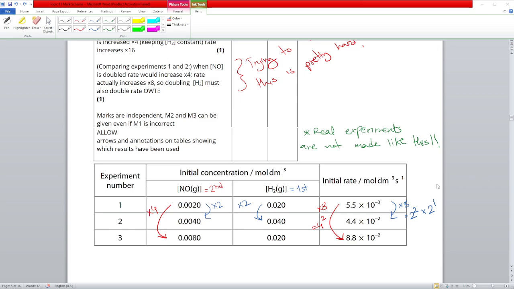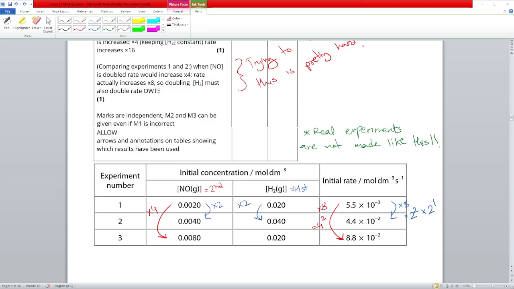These experiments are really, really dumb. No real scientist would ever do their experiment like this, but again, let us take a look. Here we see that the NO, the red markings show us the NO goes through a 4x change, right? From 0.002 to 0.008. At the same time, the initial rate is having an 8x change. 8x, when taken to the power of 4, is 4 to the power of 2. That means it's second order.